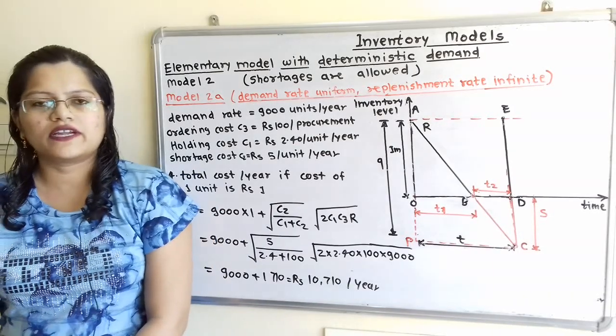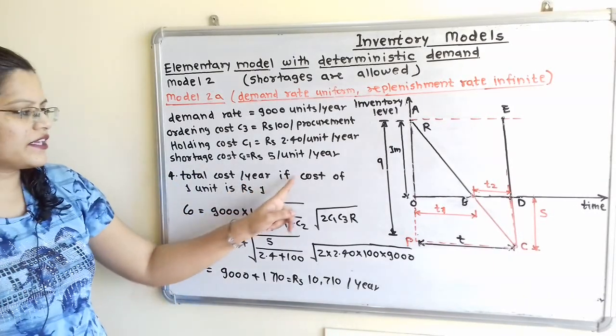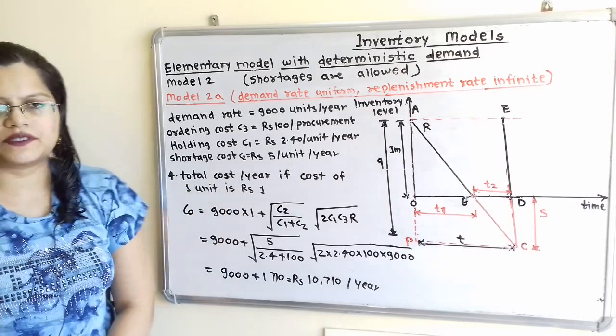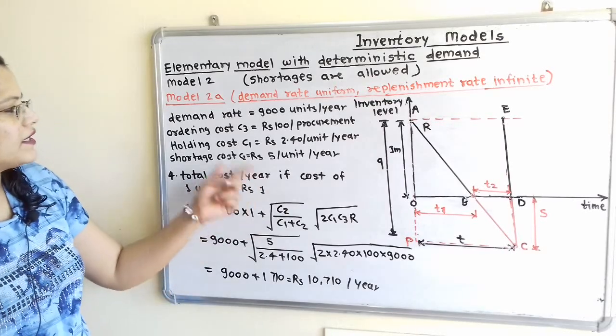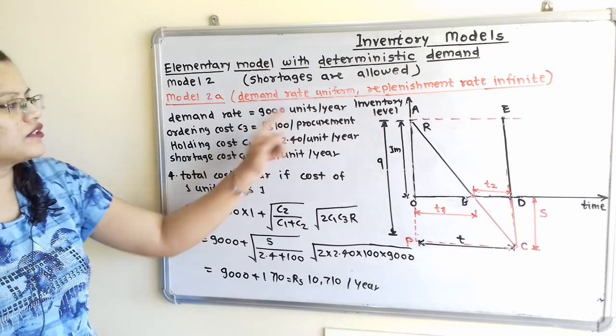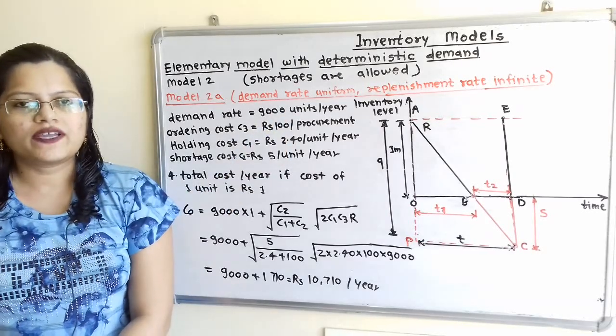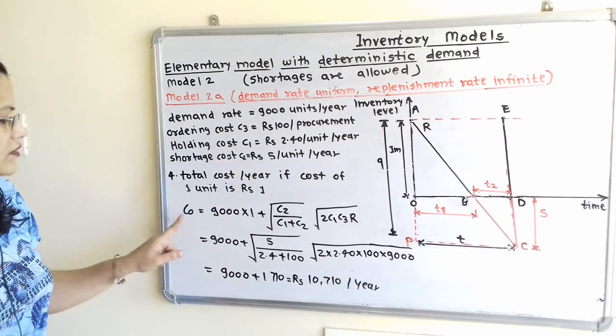Now we will calculate the total cost per year if the cost of one unit is rupees 1. Here in 1 year there are a total of 9000 units required. So we have to calculate the optimal cost, that is CO.